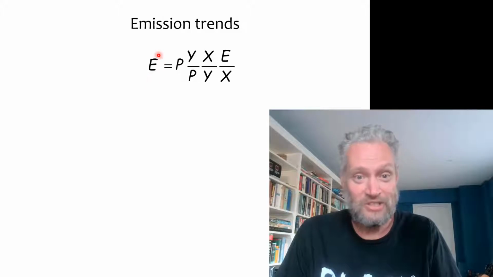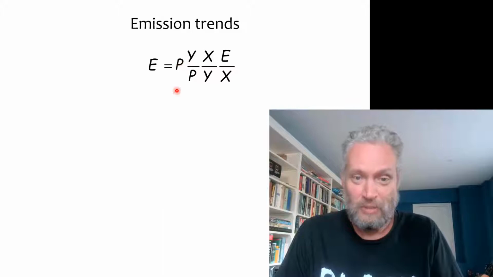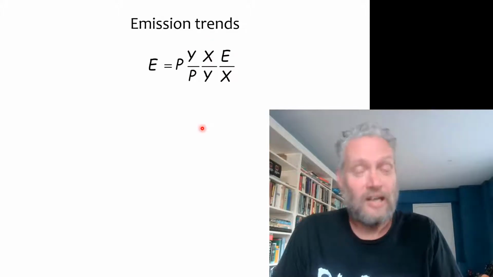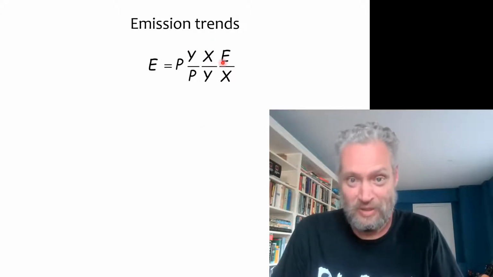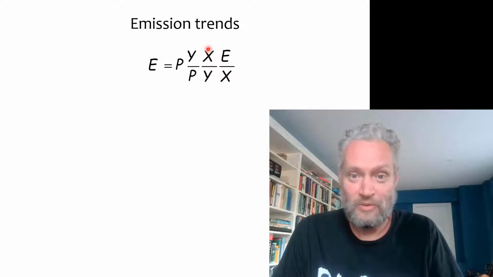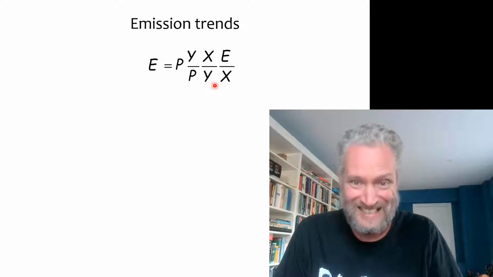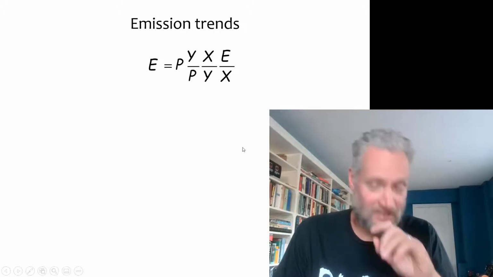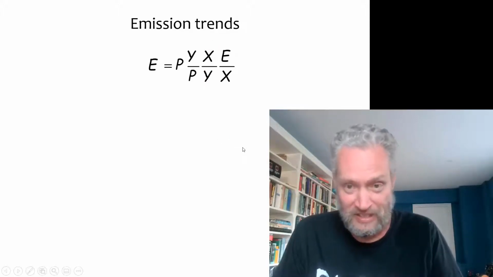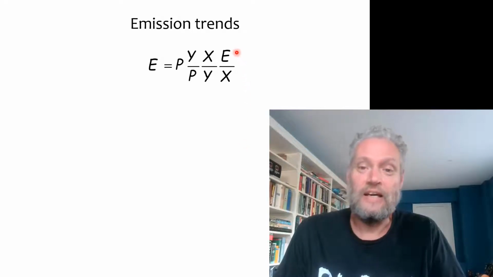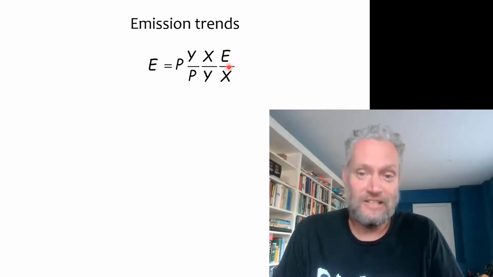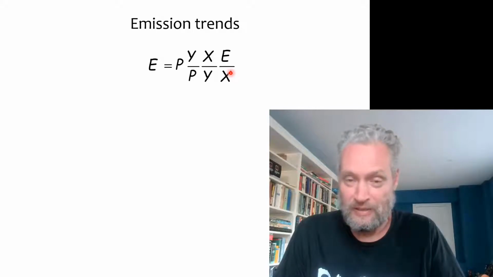It has that emissions E are equal to the number of people, P, the size of the population, times per capita income. This is total income, this is the size of the population, so this is per capita income, times the energy intensity of the economy. X is total primary energy use. Y is the size of the economy, so this is energy intensity of the economy, times the emission intensity of the energy sector or the energy supply. So E is emissions and X is total energy supply.